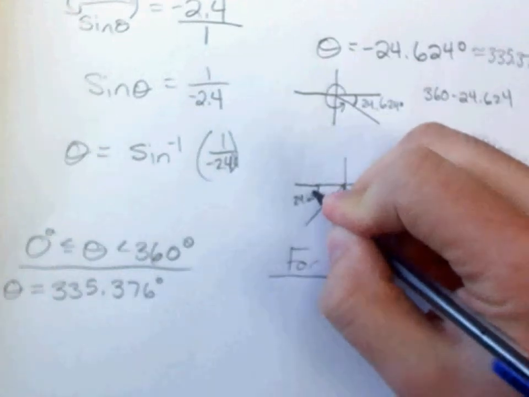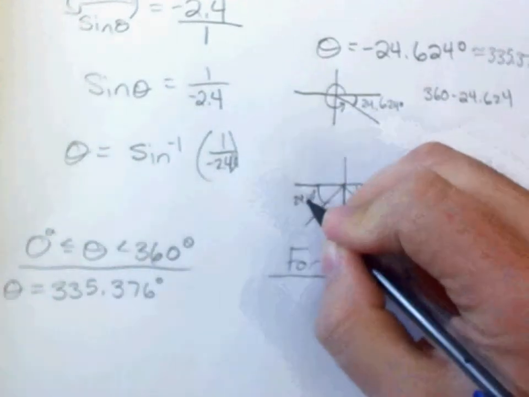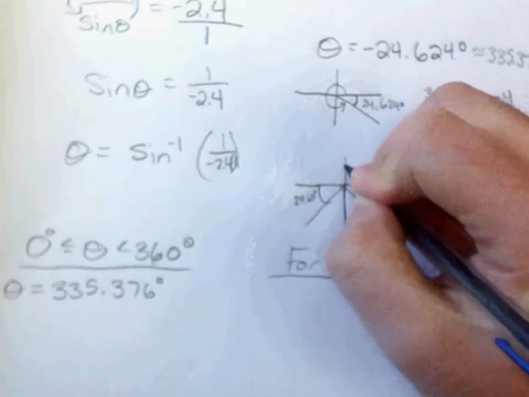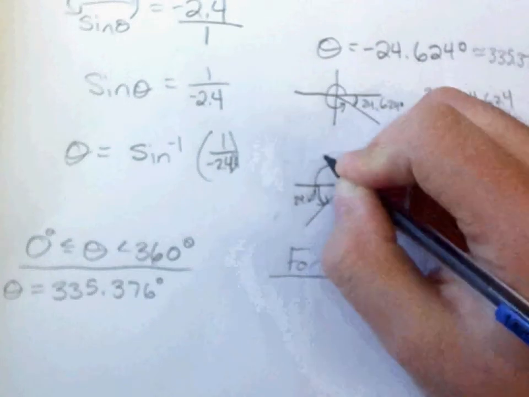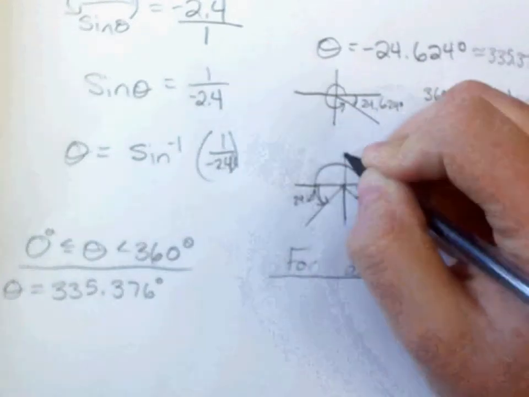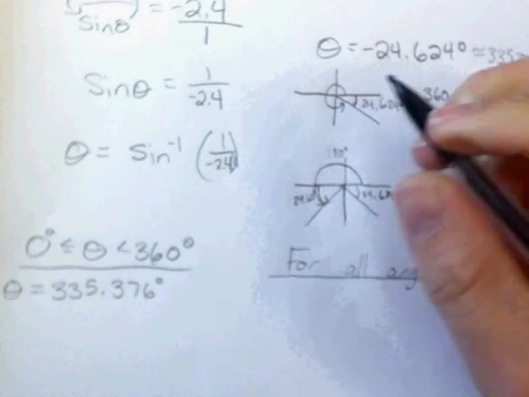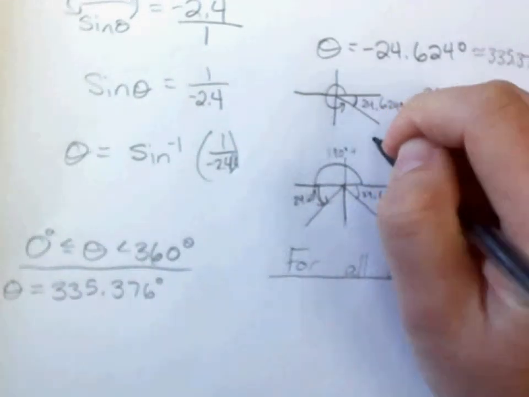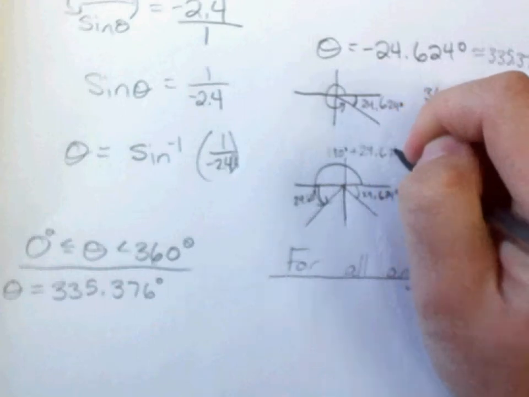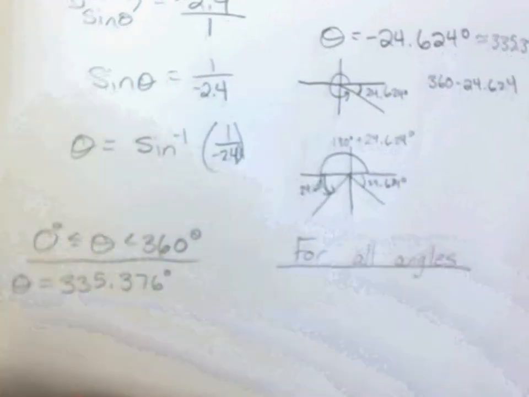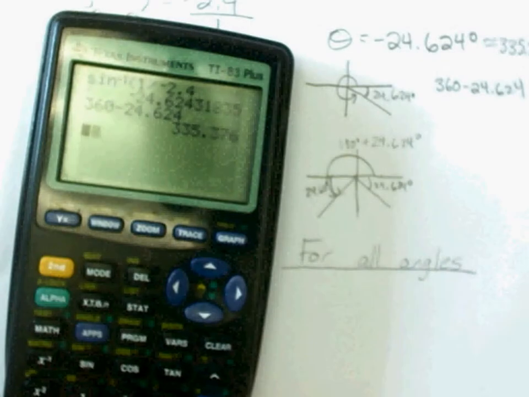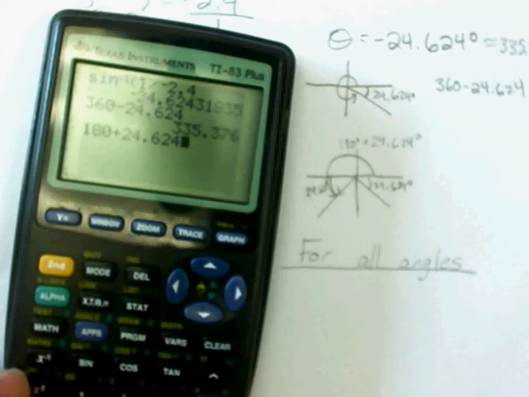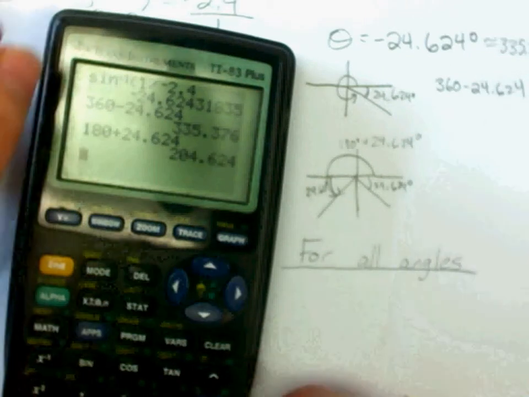And now, to measure this angle, this is also a 24.624 degree angle, just like this one was. I need to measure from 0. So this straight angle will be 180 degrees. And then this 24.624 degree angle just means I need to add 24.624 degrees. So we could do that math, but I've got a calculator right here. I'm going to go ahead and use it. 180 plus 24.624, and we get 204.624.